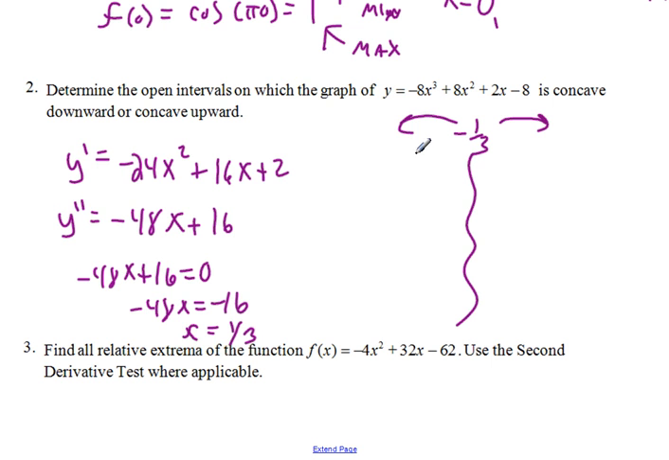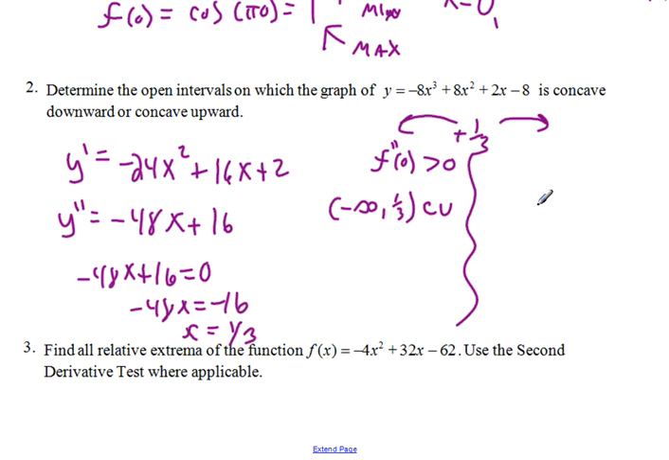We can pick any number that's to the left of 1/3, and it doesn't matter. I'm going to pick one that's quite simple, which is just going to be 0. So what happens at f double prime of 0? What's the sign? I don't care what the answer is, just what the sign is. If I plug in a 0, my answer is going to be positive. Since our answer was positive, that means we have a concave up. So from negative infinity to 1/3, it's concave up.